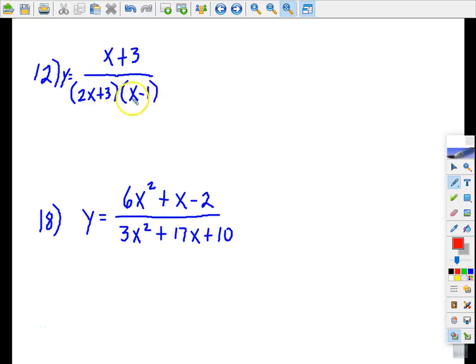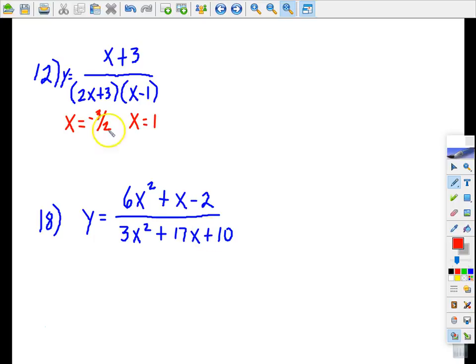Let's just determine, are there numbers that make the denominator 0? There's two of them. For this first binomial, negative 3/2 would make 0. Again, you could let 2x plus 3 equal 0 and solve. We have another point of discontinuity at x equals 1, but don't stop there.